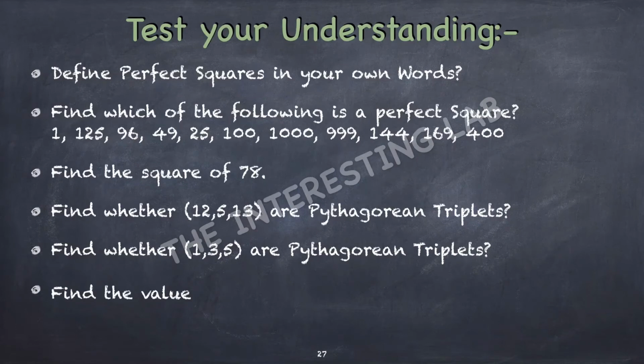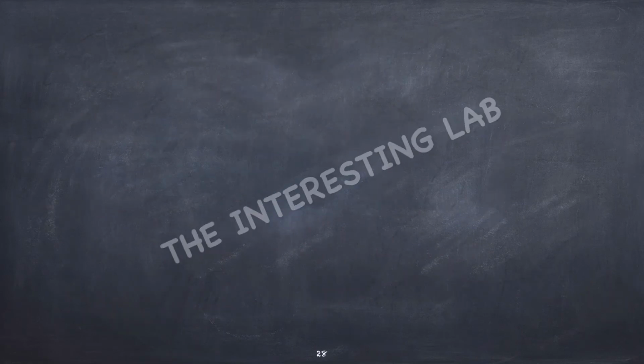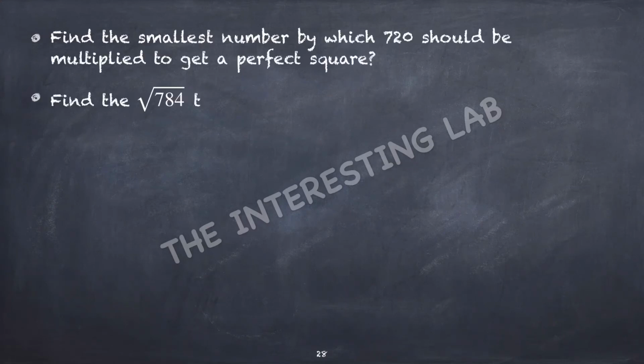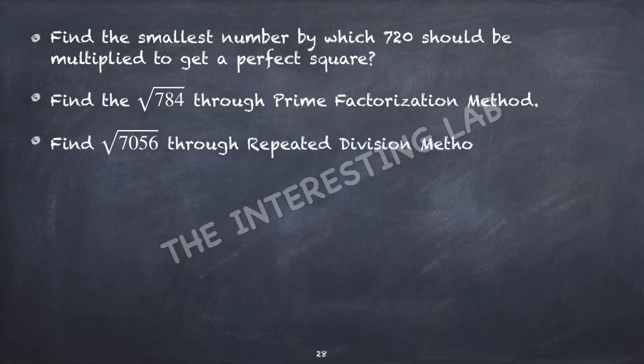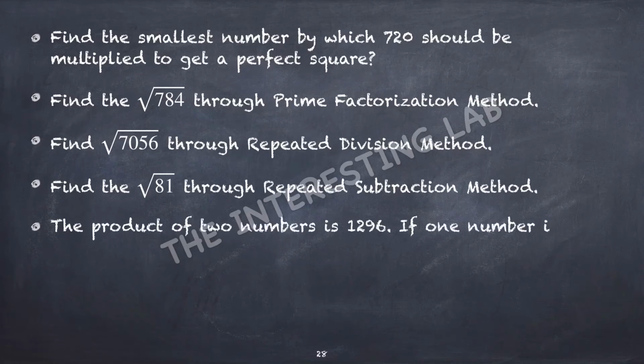Find the value of root 4425 through the repeated division method. Find the smallest number by which 720 should be multiplied to get a perfect square. Find root 784 through the prime factorization method. Find root 7056 through the repeated division method. Find root 81 through the repeated subtraction method. The product of two numbers is 1296. If one number is 16 times the other, find the two numbers.